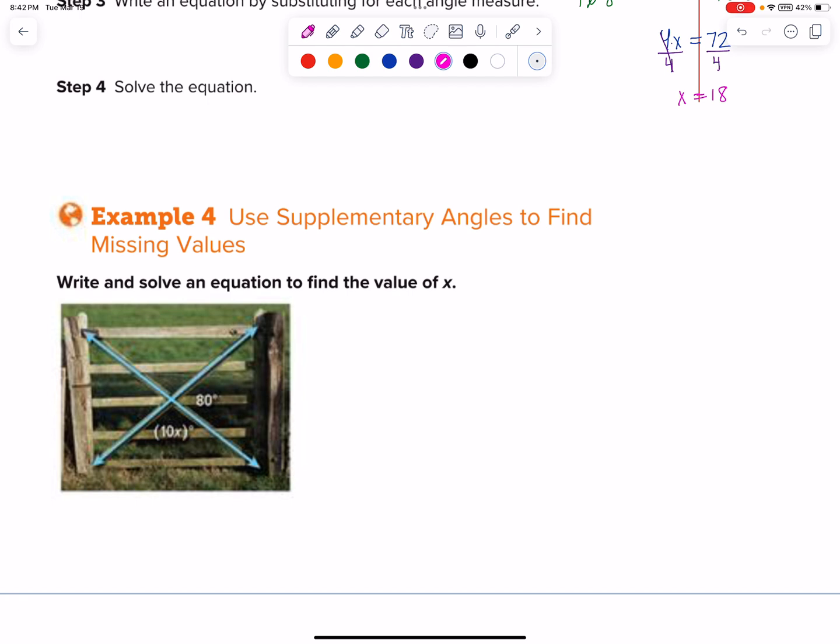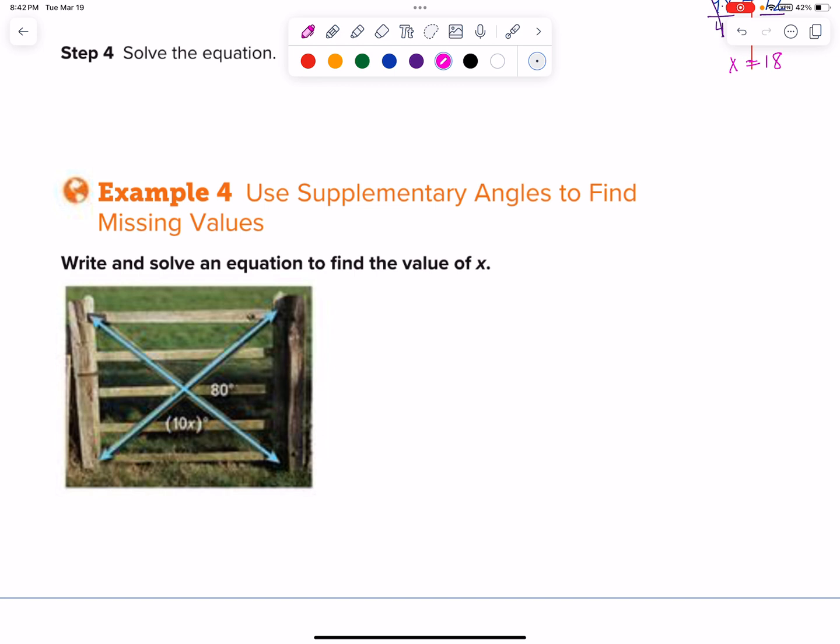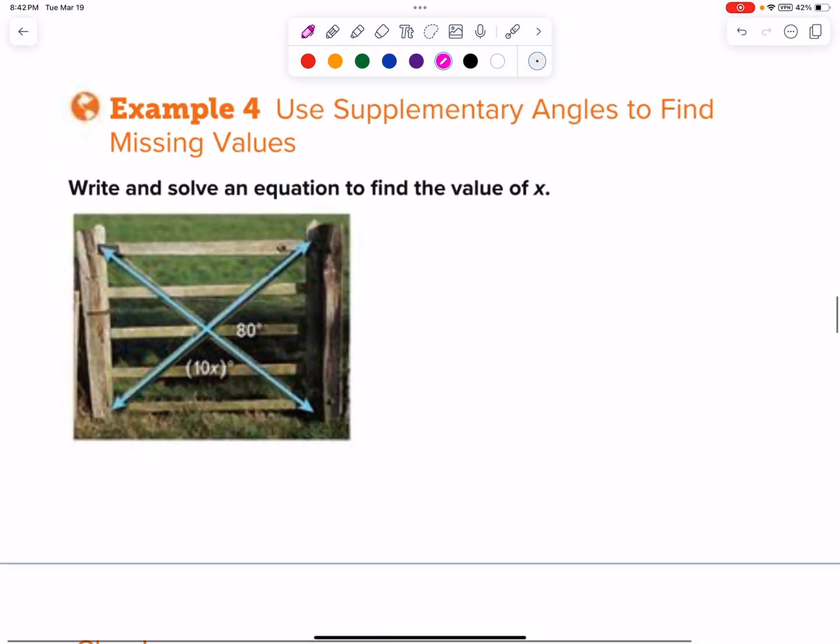Now we're getting into some real life situations here. So you have a fence. If any of you have ever had a fence like this, you know they get droopy really easy. So these angles are really important to figure out so that you have strength in your fence and in your fence gate specifically. All right, so they want us to solve for x.